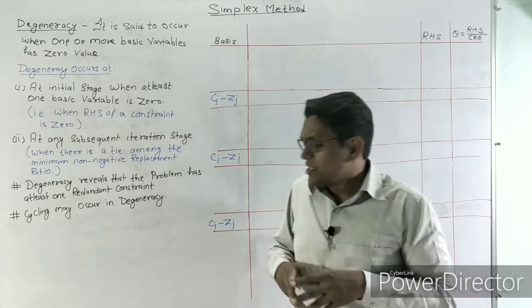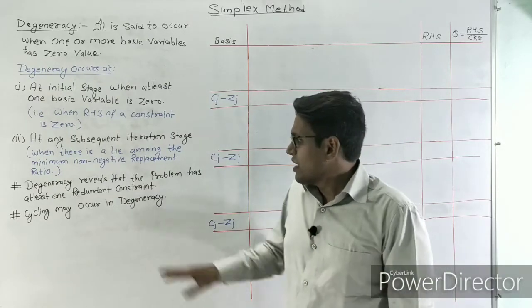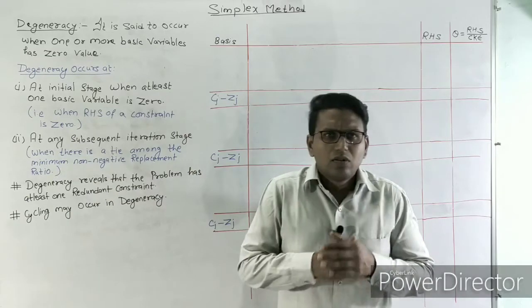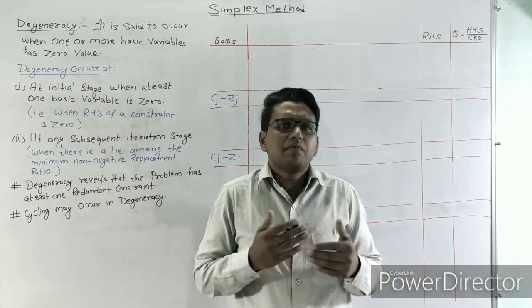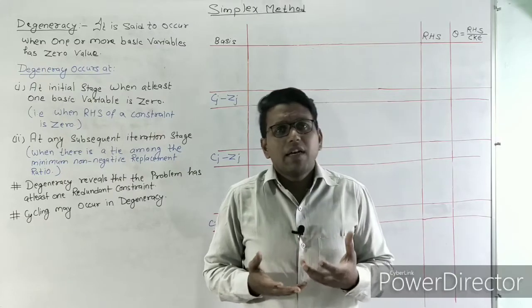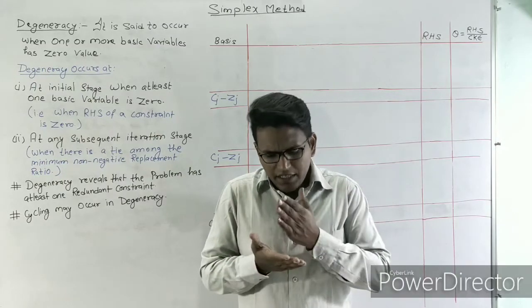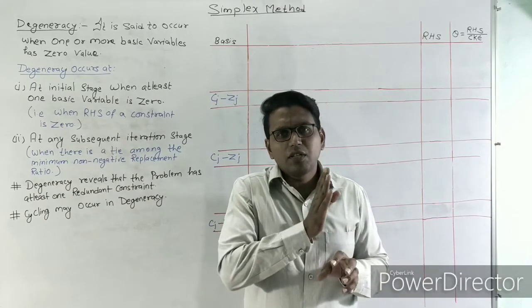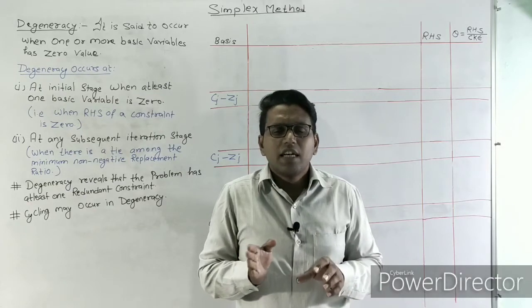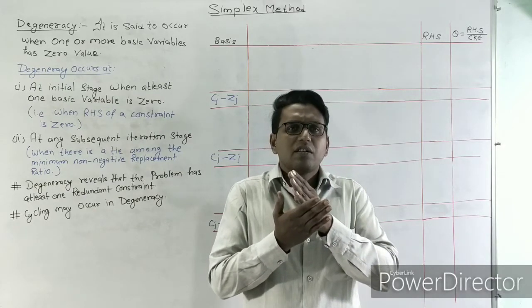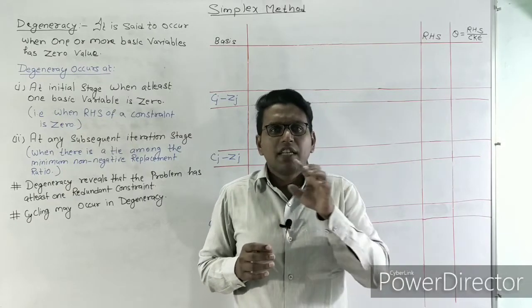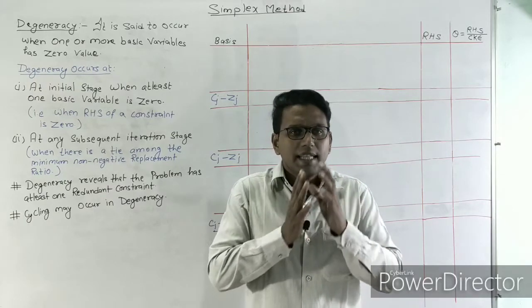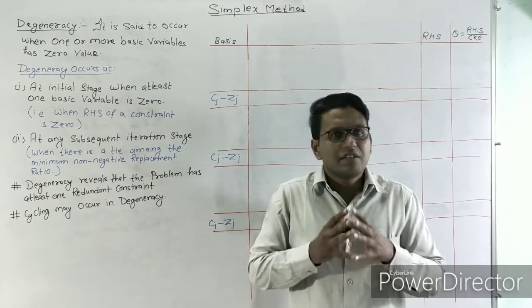It is also interesting to see that what degeneracy reveals is that the problem has at least one redundant constraint. So what is a redundant constraint? We have done one problem in the graphical method where one of our constraints was a redundant constraint. A redundant constraint is nothing but a constraint that does not contribute to the feasible region. That means if we remove that particular constraint, we do not have any change in our feasible region or in the value of the objective function. That particular constraint can be called a redundant constraint.